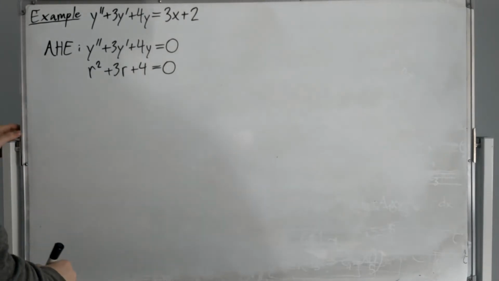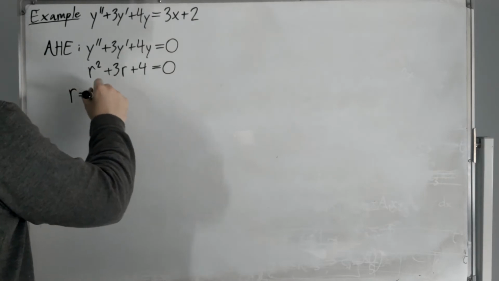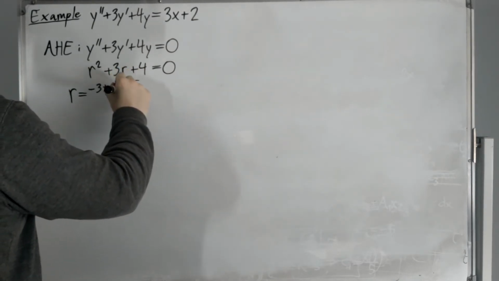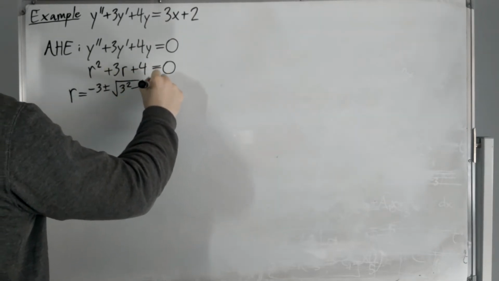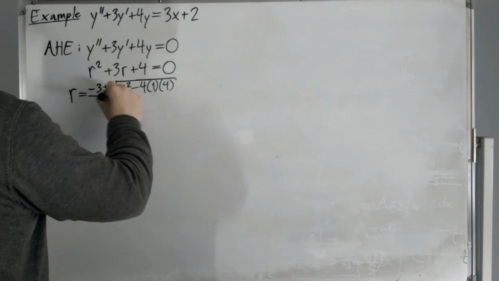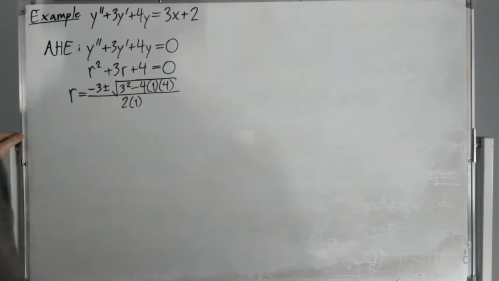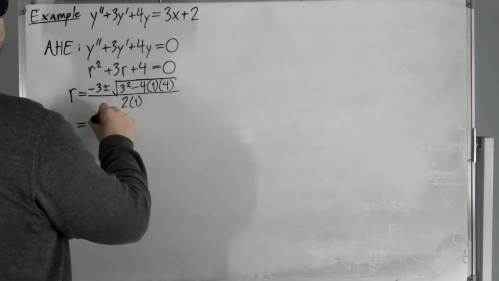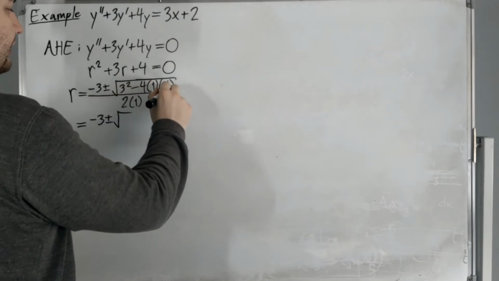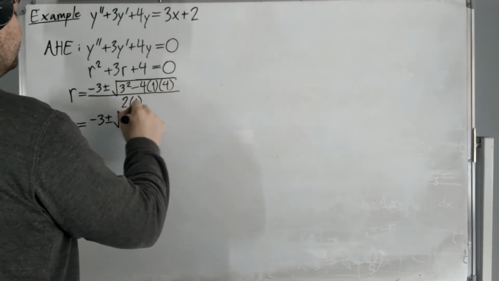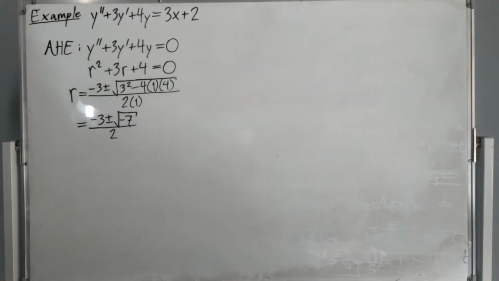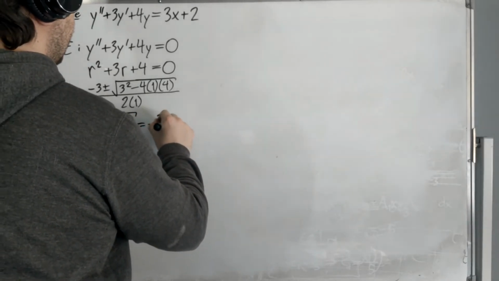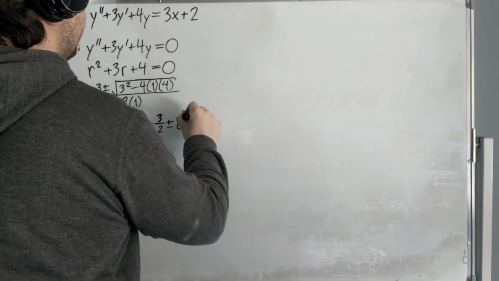That one has non-real roots. So r equals negative 3 plus or minus the square root of 3 squared minus 4ac divided by 2a. This turns into negative 3 plus or minus the square root of 9 minus 16, which is negative 7, over 2. So this is negative 3 halves plus or minus i root 7 over 2.